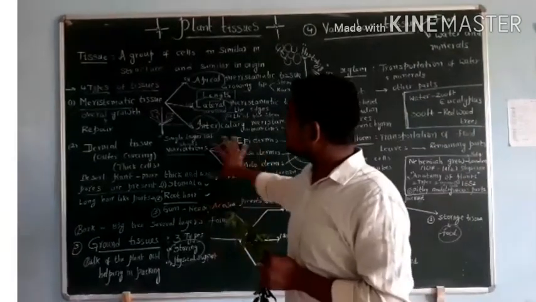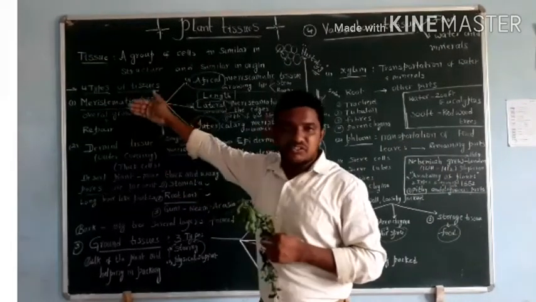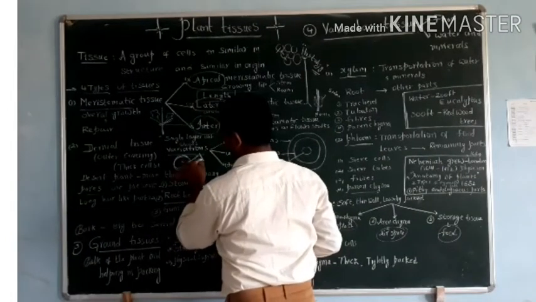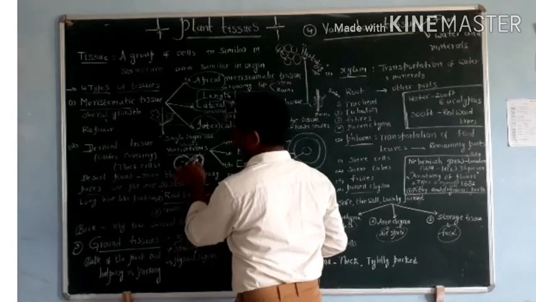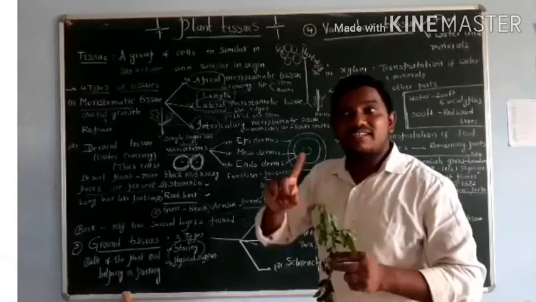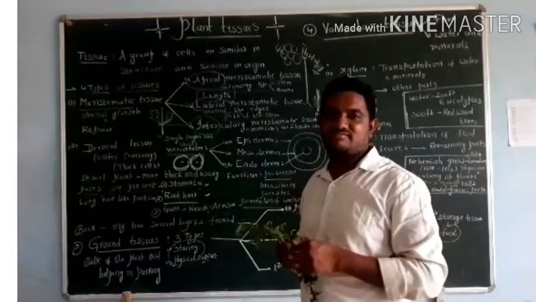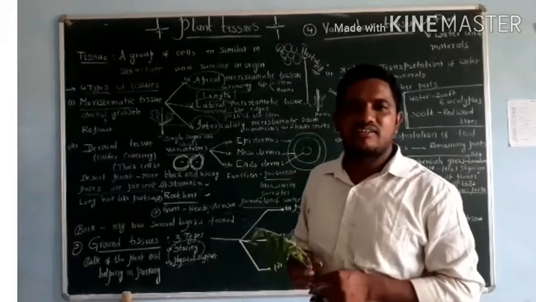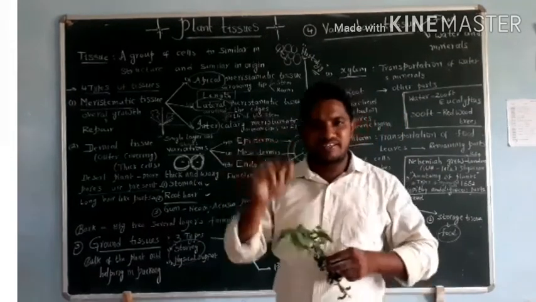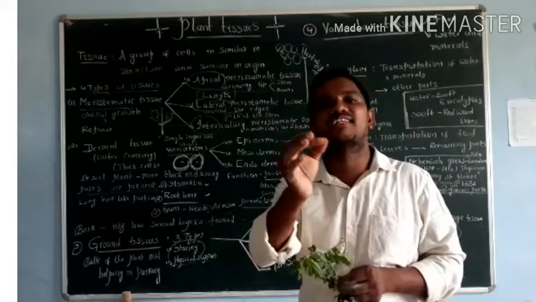Some important points are here. These cells are very thick when compared with meristematic tissues. When we observe desert plants like cactus and aloe vera, a more thick and waxy layer is present. The outermost membrane is more thick and waxy.